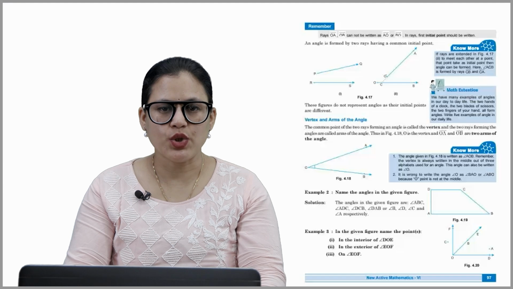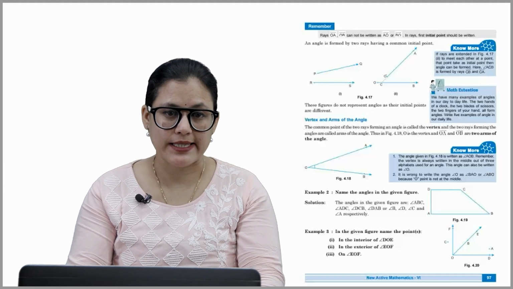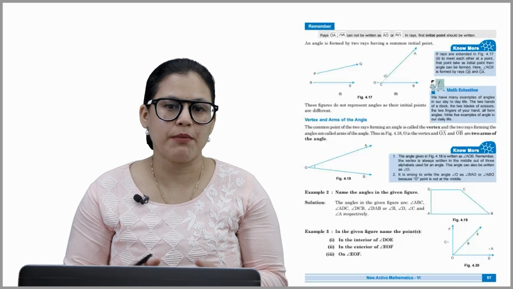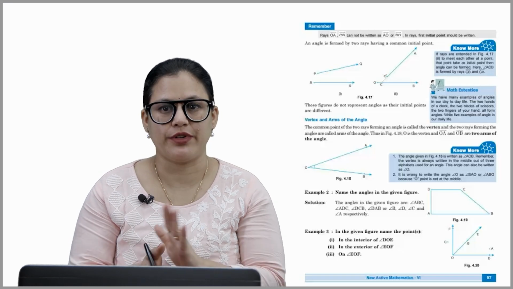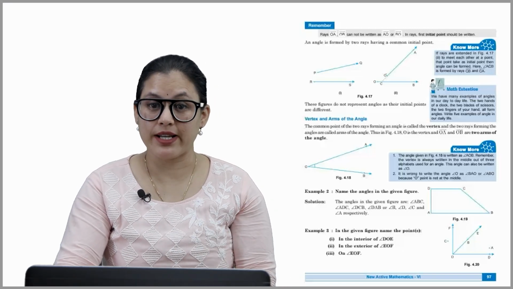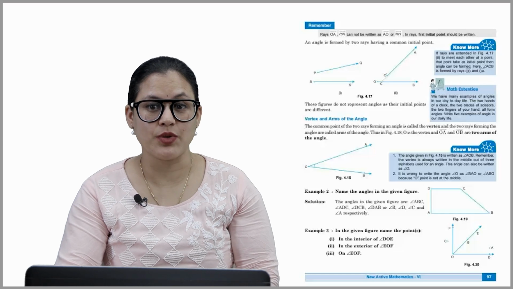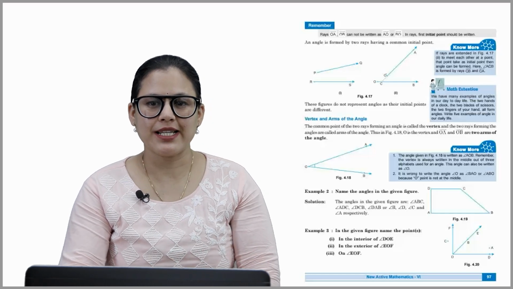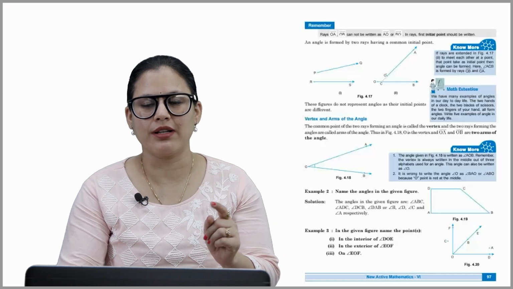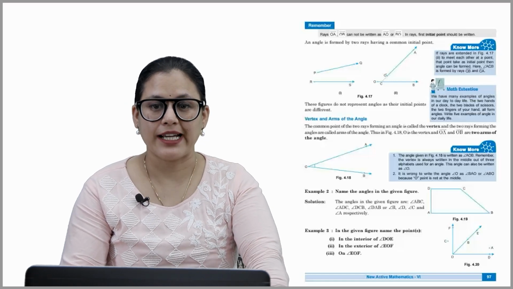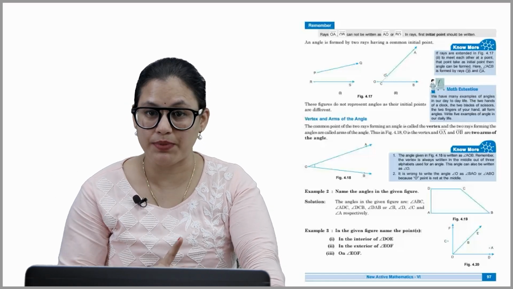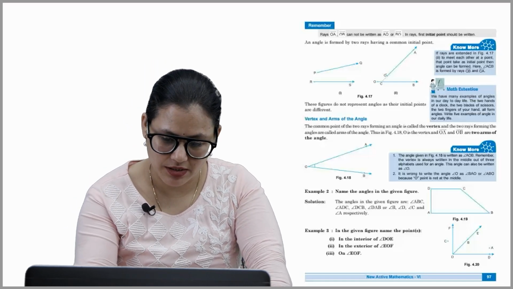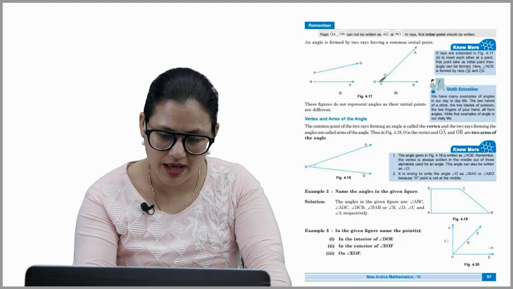An angle is formed by two rays having a common initial point. See, these two rays do not have any common initial point, so these figures do not represent an angle as their initial points are different. If rays are extended in figure 14.17 part 2 to meet each other at a point that takes an initial point, then an angle can be formed here. Angle ACB is formed by rays CB and CA. If we extend this point, then it will make an angle.